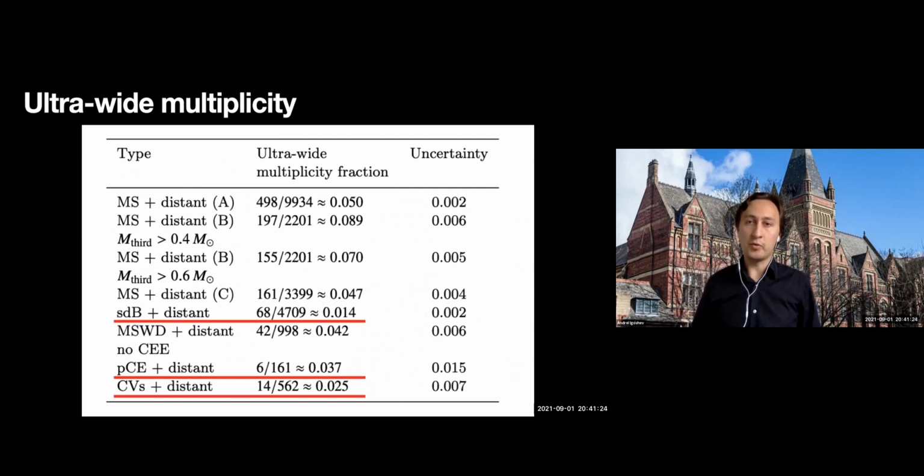So if we perform this procedure carefully, we can find 68 ultrawide companions to SDB stars, which translates to a probability of approximately 1.4% to find an ultrawide companion to an SDB star. For post-common envelope binaries with a wide dwarf, we get a probability of 3.7%, and for CVs 2.5%. But the most reliable result here is for SDB stars because the uncertainty is small due to the huge number of SDB stars in our cutoff.